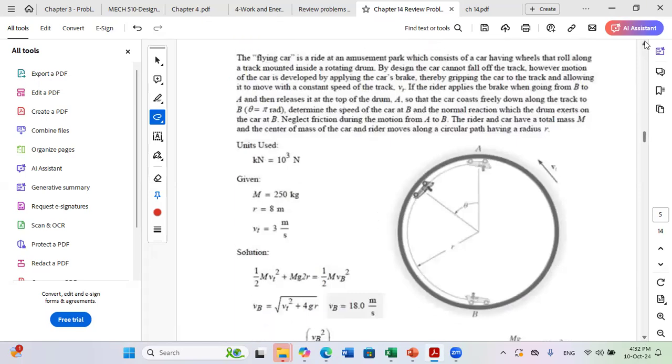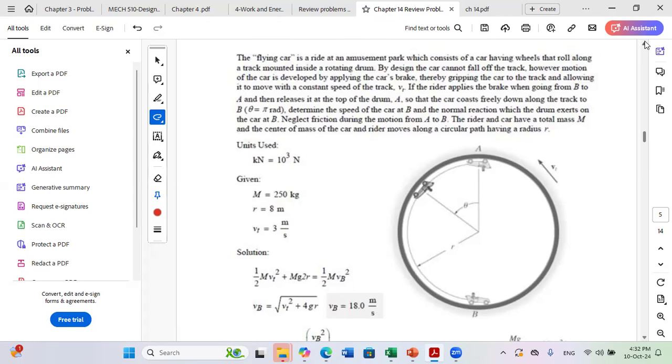For this one, the flying car is a ride at an amusement park, which consists of a car having wheels that roll along a track mounted inside a rotating drum. By design, the car cannot fall off the track. However, motion of the car is developed by applying the car's brake, thereby gripping the car to the track and allowing it to move with a constant speed, VT.